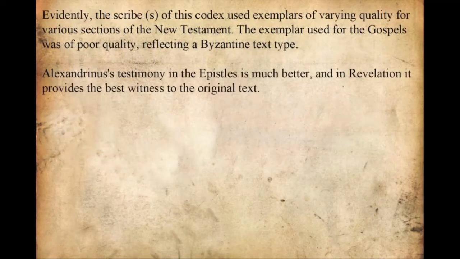Now, evidently, the scribes or scribe of this codex used what's known as exemplars. Text that it was copied from. Used exemplars of varying quality for various sections of the New Testament. The exemplar used for the Gospels was of poor quality, reflecting a Byzantine text type. Alexandrinus' testimony in the epistles is much better, and in Revelation it provides the best witness to the original text.